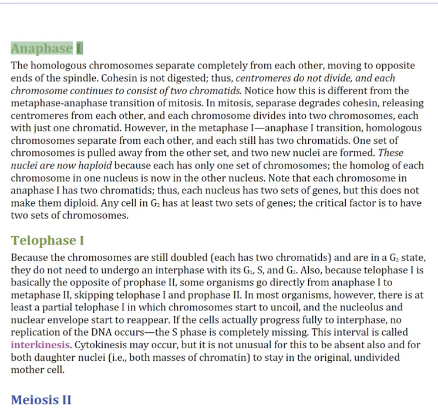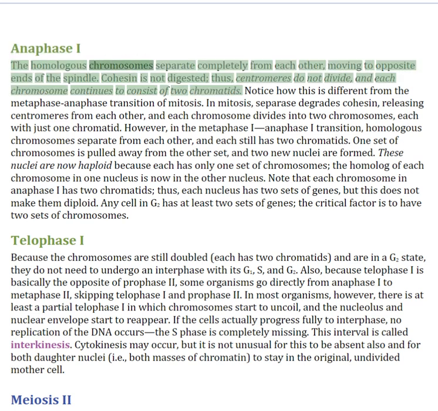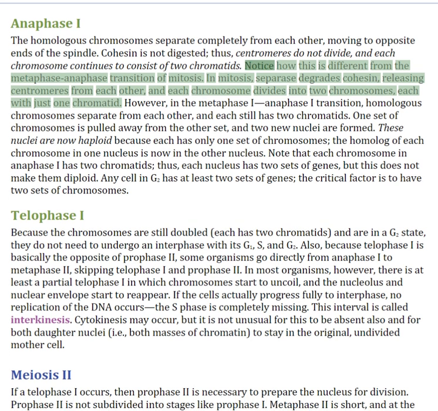Anaphase I. The homologous chromosomes separate completely from each other, moving to opposite ends of the spindle. Cohesin is not digested, thus, centromeres do not divide, and each chromosome continues to consist of 2 chromatids. Notice how this is different from the metaphase-anaphase transition of mitosis.